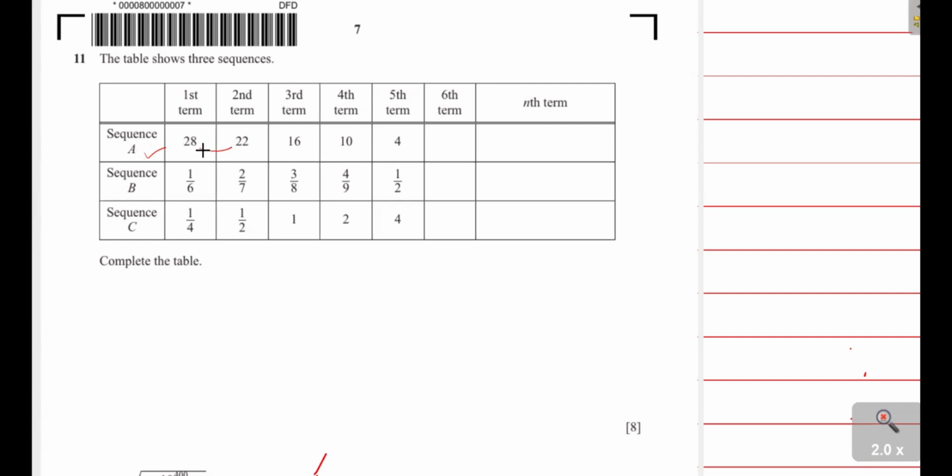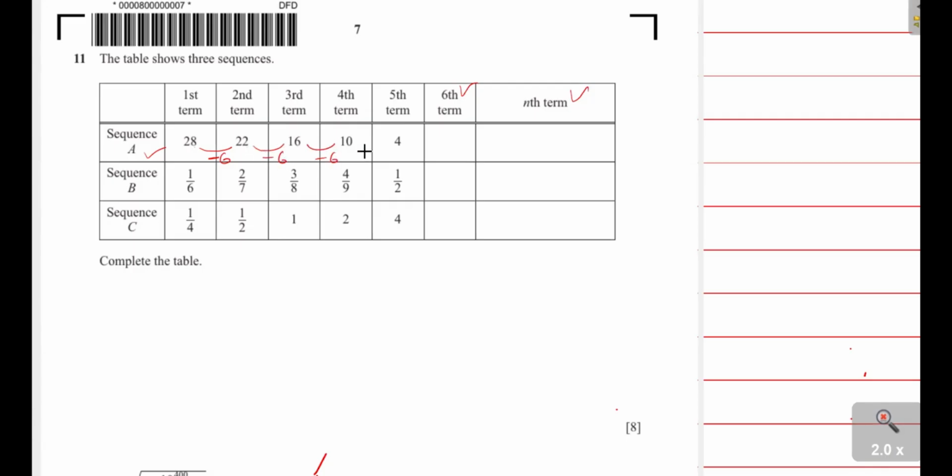Question 11, the table shows three sequences, complete the table. Look here, the sequence A having these values, we have to write 6th, 10th, and nth term. Firstly, we will see the type of sequence. To check the type of sequence, we will take the difference between each term. Look here, the difference from 28 to 22 is minus 6. Next, we will see 16 minus 22. This is also minus 6.